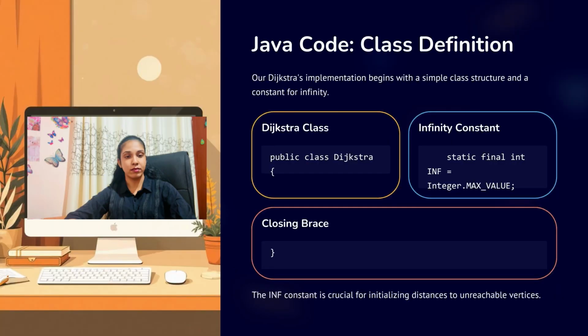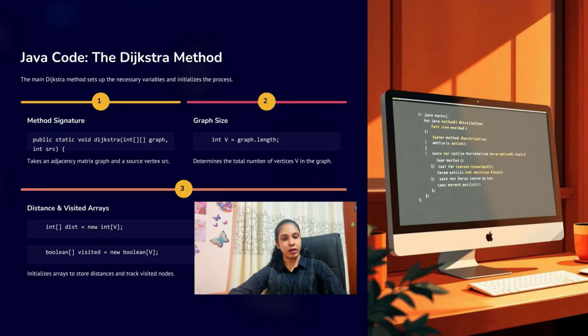Then Java code, class definition. This slide shows the basic class definition and a constant value used to represent infinity. Then Java code, Dijkstra's method. Here we define the Dijkstra's method to initialize arrays for distance and visited vertices and determine the number of vertices.